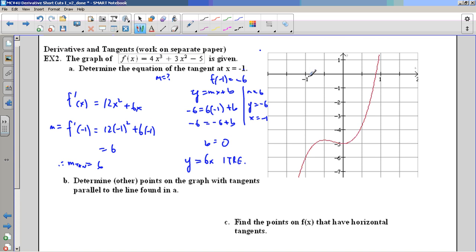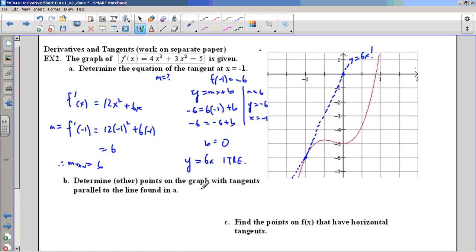Determine other points. So hang on, does this make sense? At negative 1, negative 6, there's that point that we said. Could I convince you that that would go through this point and have a y-intercept of 0? Yeah, I think I could convince you of that. Absolutely.